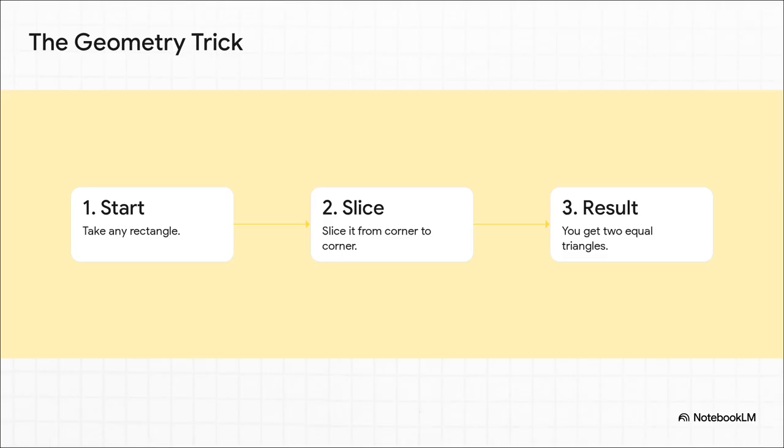Okay, now for the fun part, a little bit of geometric magic. Imagine taking any old rectangle. Now slice it right down the middle, corner to corner. What do you get? Boom, two perfectly equal triangles. And this isn't some kind of trick. It's a fundamental truth about how these shapes are related.